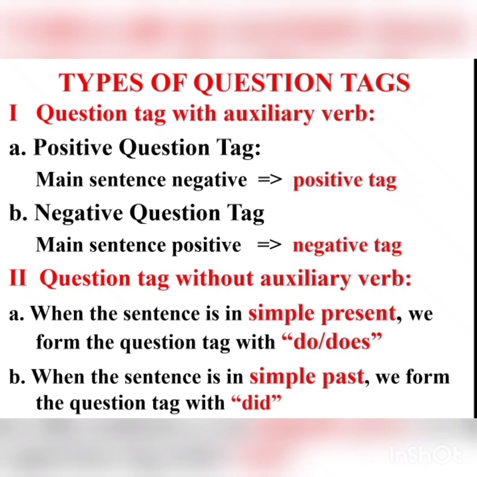Let us move on to question tag without auxiliary verb. That is, when the sentence is in simple present, we form the question tag with do and does. When the sentence is in simple past, we form the question tag with did.